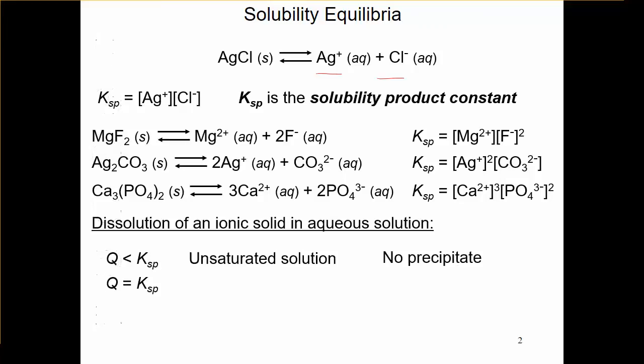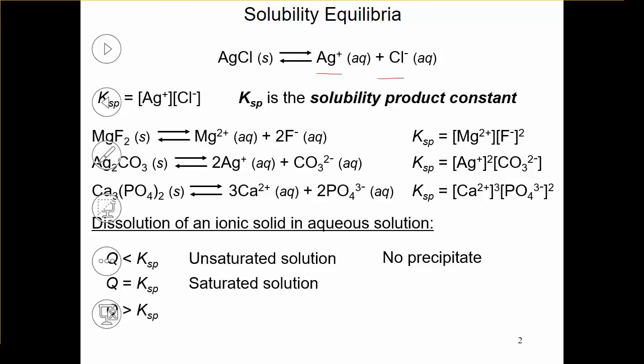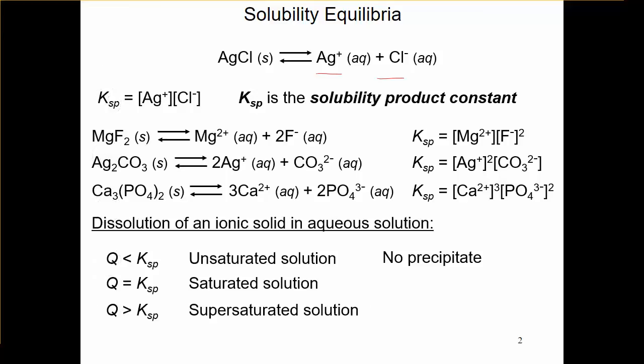Now if Q is equal to Ksp, then that's when my solution has become saturated. This is a saturated solution, okay, and it is at equilibrium. If my Q is greater than my Ksp, then that is a supersaturated solution. What happens if you have a supersaturated solution? Then you'll get a precipitate. Okay? The precipitate will form and come out of solution. So it all has to do with this equilibria that we're talking about, whether these precipitates form or not.